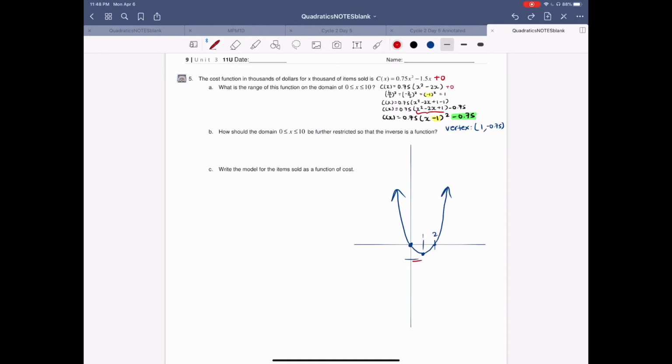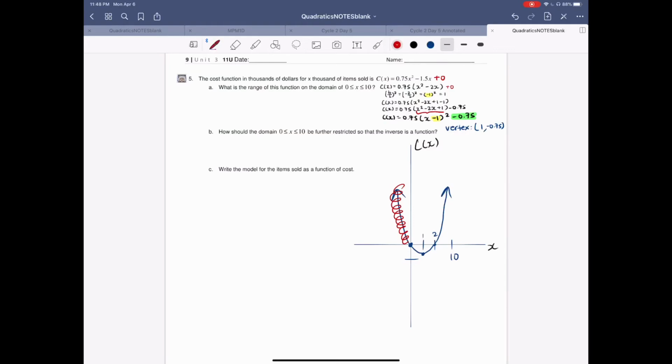Meanwhile, remember that this graph is in terms of x, which is the number of items, and C(x), which is the cost. Are we going to ever have a negative number of items? No, and that's not going to make sense. So I'm going to cross that off. And somewhere along, I will have hit 10. So if you look at this graph, what is the range going to be?